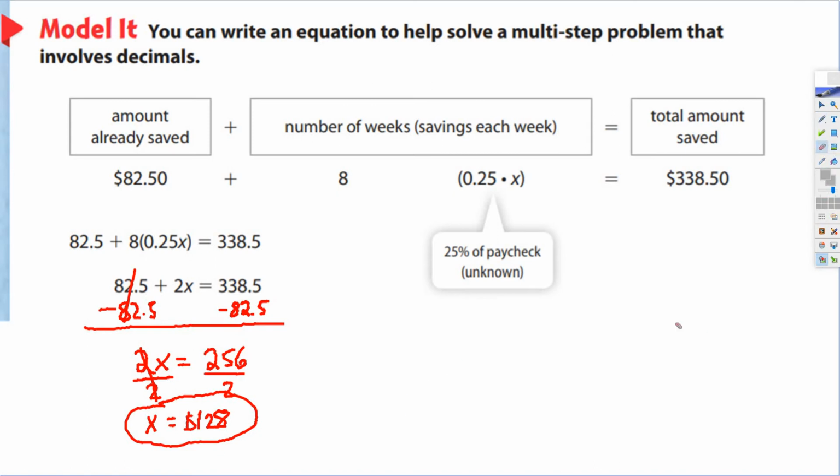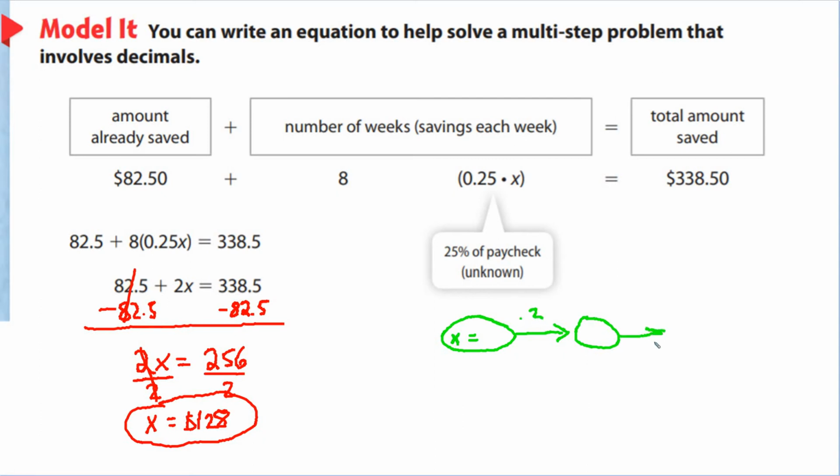I'm going to leave that up there, and solve this as a flow chart. Here's what we got. So we're looking for x, right, after we simplified it. You can even do a flow chart here, x times 0.25 times 8, etc. But we want to always simplify, so x equals, okay, what happens to x first? Times 2, then plus 82.5, output 338.5. Let me make that a little bit bigger.